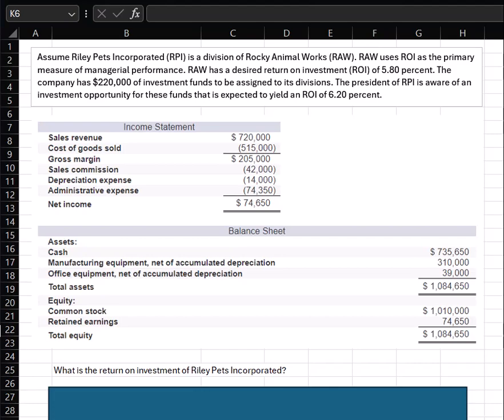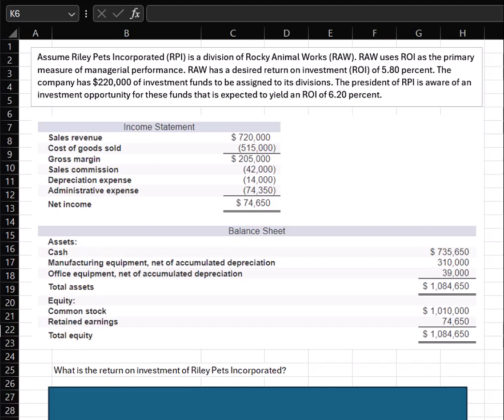Not only can he use those funds, but he knows that the funds are expected to yield an ROI of 6.2%. The financial statements you see are the division's Rocky Animal Works financial statements. They're presented in thousands of dollars, but perhaps it makes more sense to think of these as if all the numbers were presented in thousands.